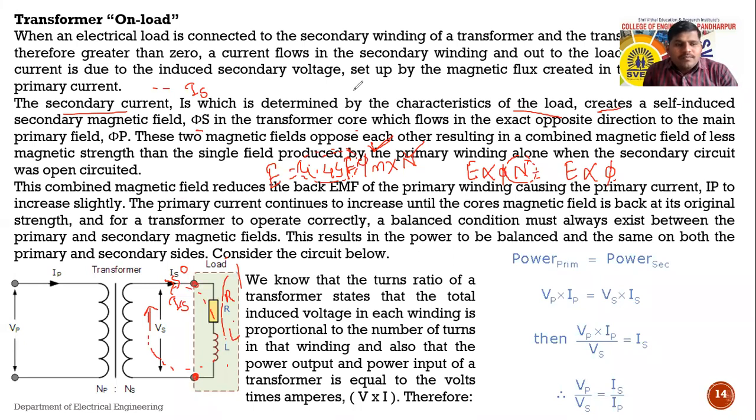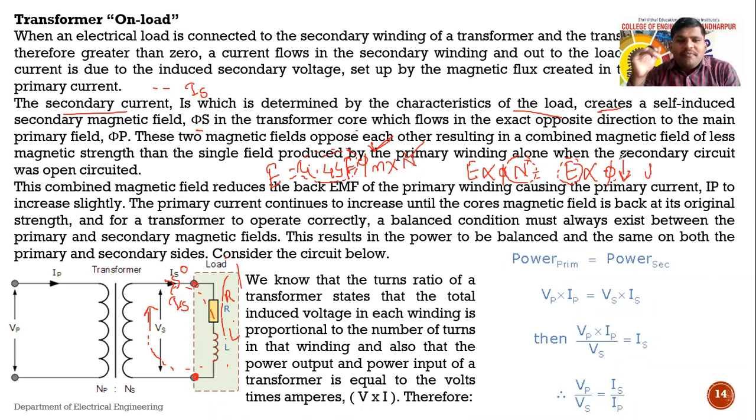Now this combined magnetic field reduces the back EMF of the primary winding. It will cause the primary current Ip to increase slightly. See again what happens: because of that, the resultant value of flux decreased. So the resultant value of flux decreases, and the induced EMF will also decrease according to this relation.